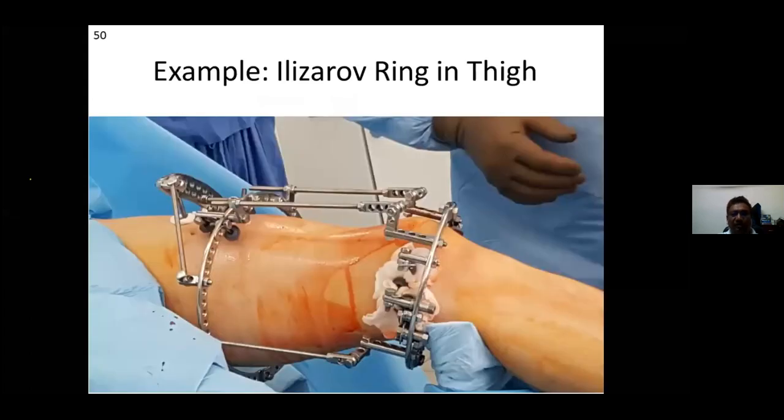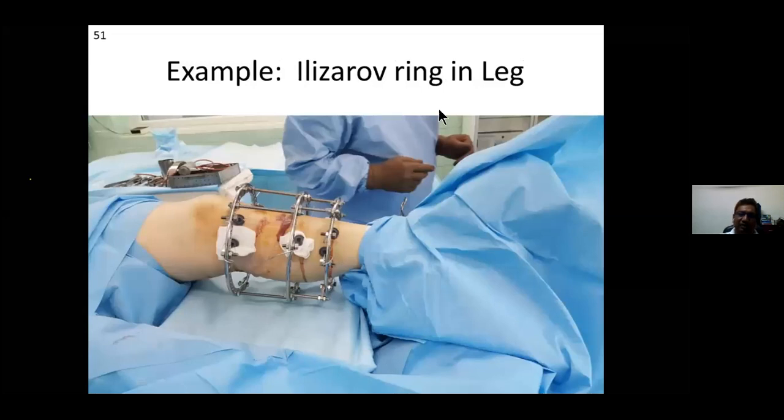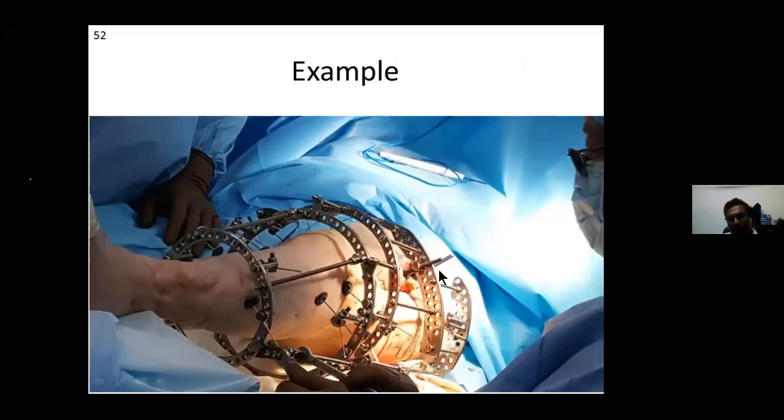Now there are some examples. These examples are from our center, Kurgan, Russia. Here you see the Ilizarov rings placed in the thigh. Here the Ilizarov ring in the leg. Wires are placed from medial to lateral side. And in this picture, the Ilizarov rings are placed from thigh to leg. There are two arcs here, which are held by the Schanz screws.